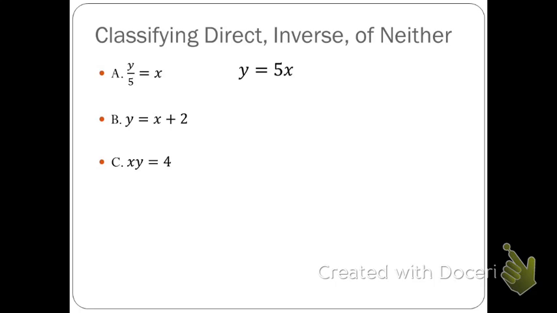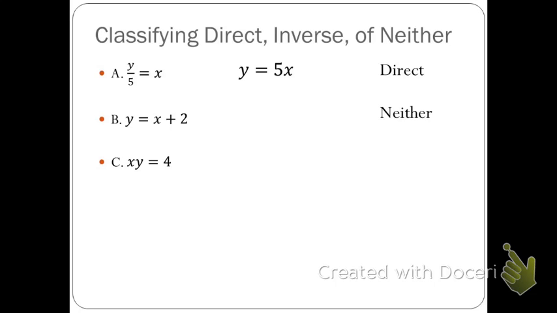No variation that we're going to talk about has any addition or subtraction in it. So for our next one, as soon as you see that addition sign, it's a neither. If you see a subtraction sign, same thing. You could have a negative sign, right? We could have a negative k value, but you can't have a number minus something or a number plus something. That's not going to happen.